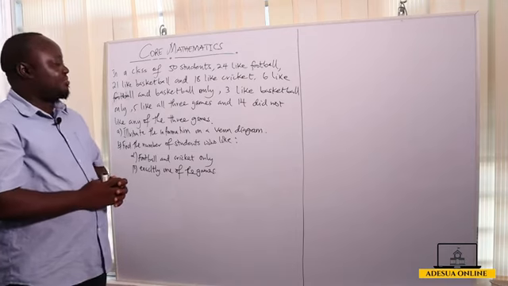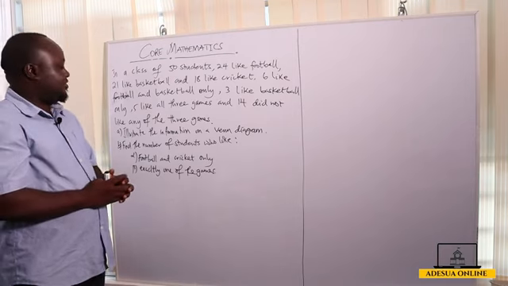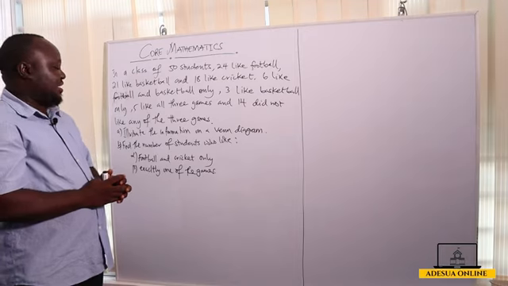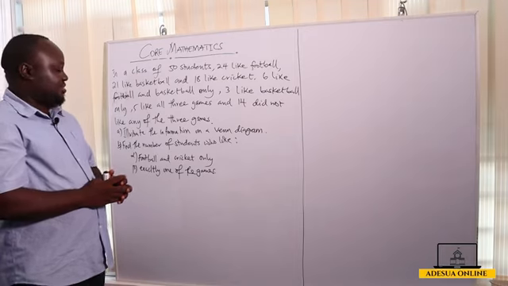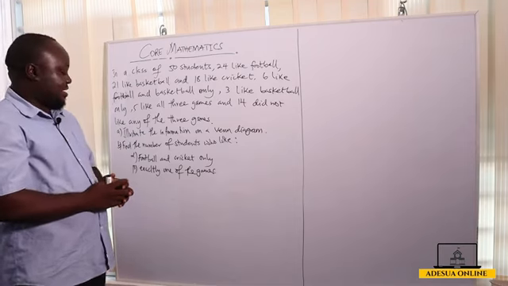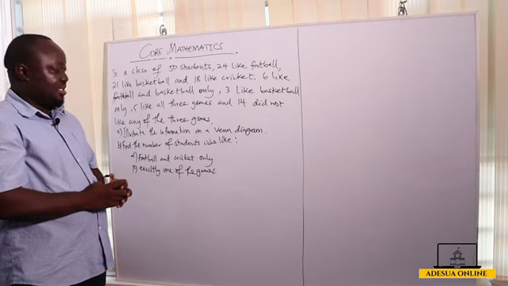In a class of 50 students, 24 like football, 21 like basketball, and 18 like cricket. 6 like football and basketball only. 3 like basketball only. 5 like all 3 games, and 14 did not like any of the 3 games. Illustrate the information on the Venn diagram. Find the number of students who like football and cricket only, and exactly one of the games.